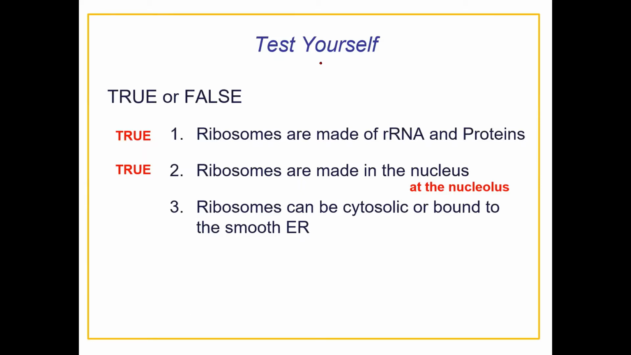Number 3 says ribosomes can be cytosolic or bound to the smooth ER. That one's false. So what's wrong with that? Take a look right there. They're bound to the rough ER. The rough part of the rough ER is actually the ribosomes that we're observing when we look at it under an electron microscope.